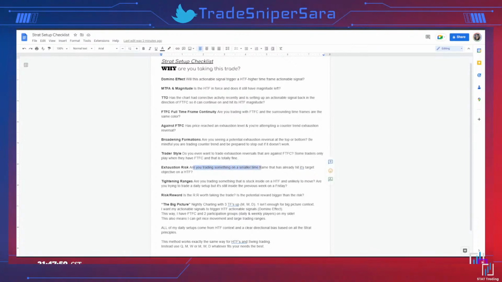Exhaustion risk: are you trading something on a smaller time frame that has already hit its target objective on a higher time frame? So is the setup you're looking at already at exhaustion? Because if it is, it's already done. The trade's done. Tightening ranges: are you trading something that is stuck inside on a higher time frame and unlikely to move? Are you trying to trade a daily setup, but it's still inside the previous week on a Friday? On the last day of the week, it's still inside the previous week's range. You don't want to be trading something like that. It's stuck. It's not going to go anywhere.